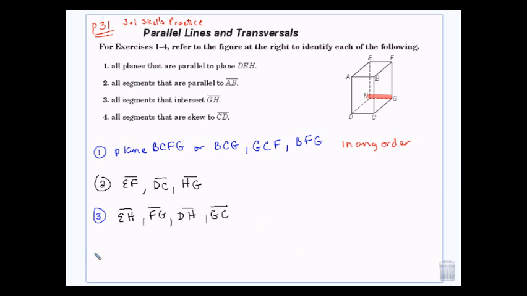And then number 4, we have all segments that are skew to CD. So we're looking for the ones that don't intersect but aren't going the same direction. Do you guys need me to highlight them? I got EF, GA, AB, GH, BF. Okay. Well, actually, GA could kind of work because it's diagonal through here, but we're going to try to stick with the ones that they're showing us.